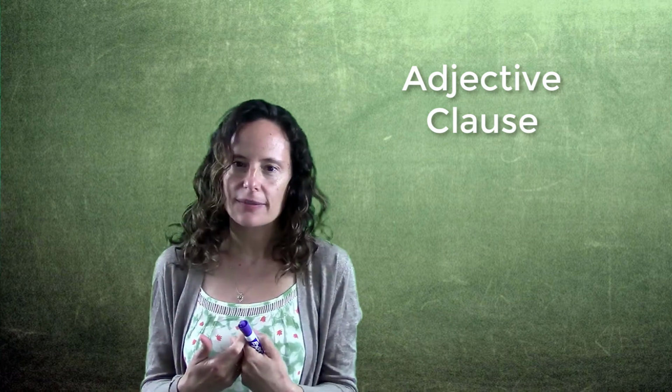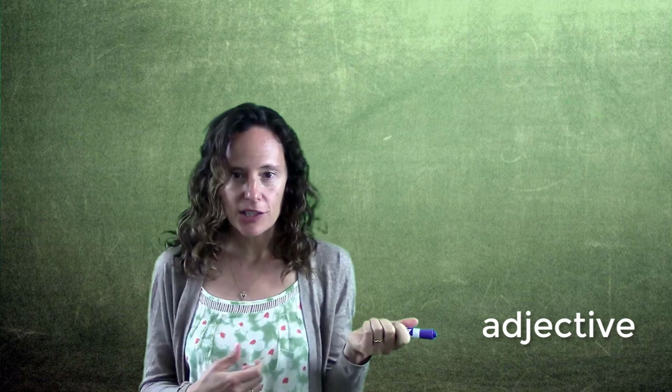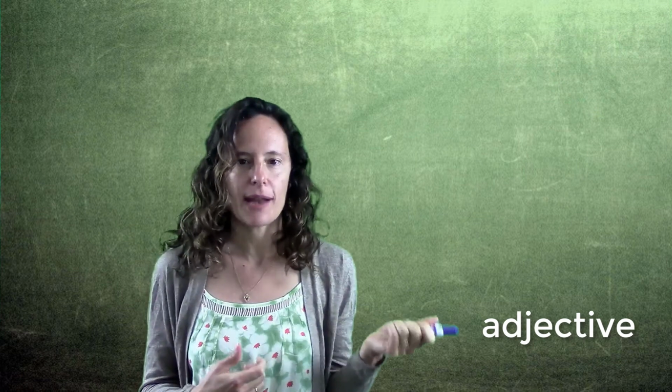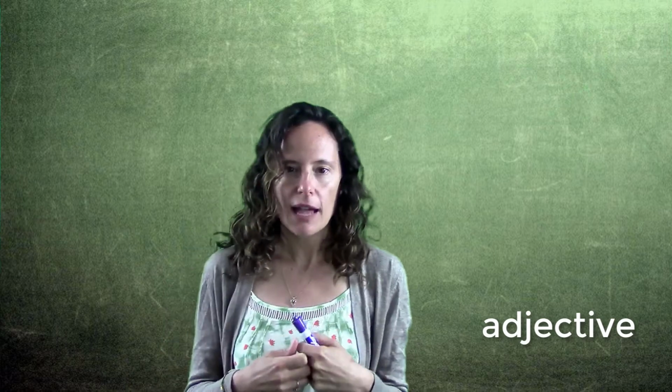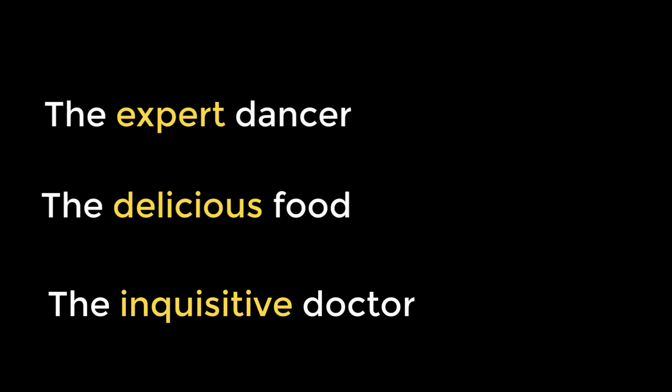What is an adjective clause? Let's break up the phrase. First, an adjective is a word that is used to describe a noun. For example, in the following groups of words, the adjectives are highlighted in yellow. The expert dancer, the delicious food, the inquisitive doctor.